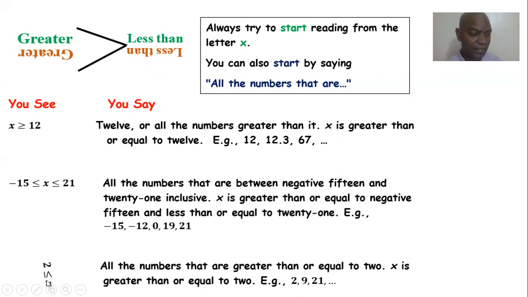Okay, here, this is diagonally pointed, but you start reading from the X without any problem. X is greater than or equal to 2. All the numbers that are greater than or equal to 2, numbers like 2 itself, 3, 4, 5.5, etc. Okay, so that's the rule. It's an inequality sign with a greater than part, a less than part. Always try to start reading from the letter X, and you can replace the letter X by saying all the numbers that are.